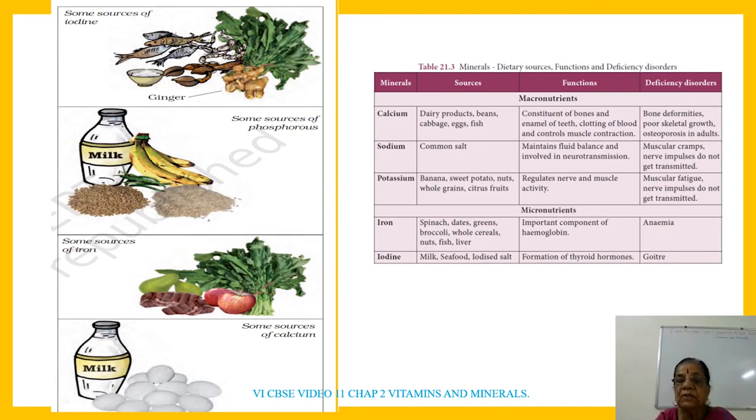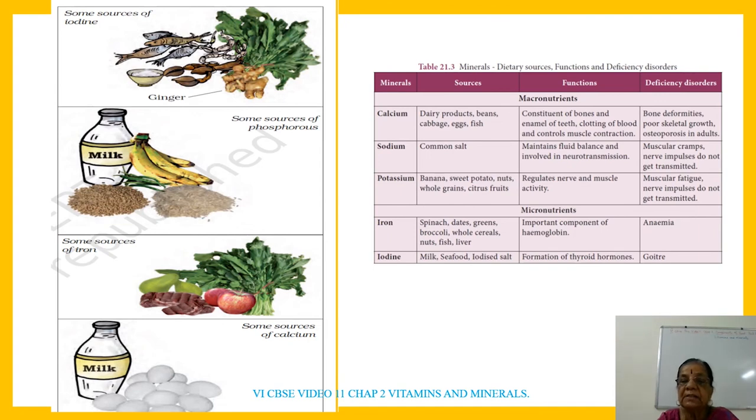Next, in micro minerals, iron: spinach, dal, green vegetables, broccoli, whole cereal, nuts, fish and liver. It is an important component of hemoglobin. Blood has the respiratory pigment hemoglobin. And if RBC is reduced, it causes anemia. Okay, anemia is called ratta sogai in Tamil.